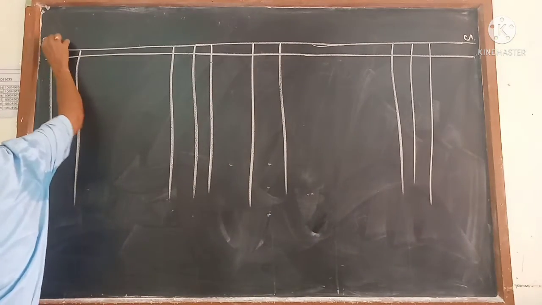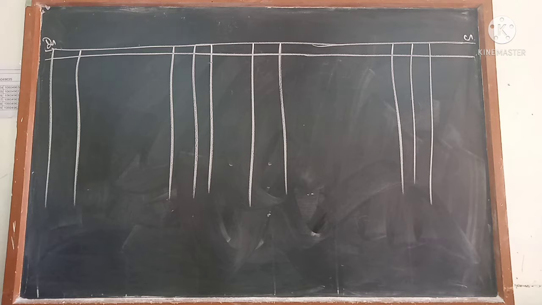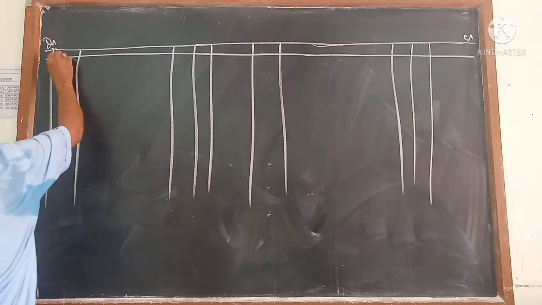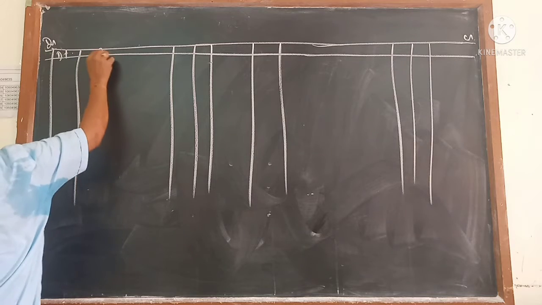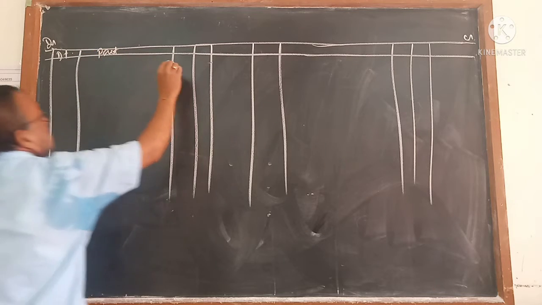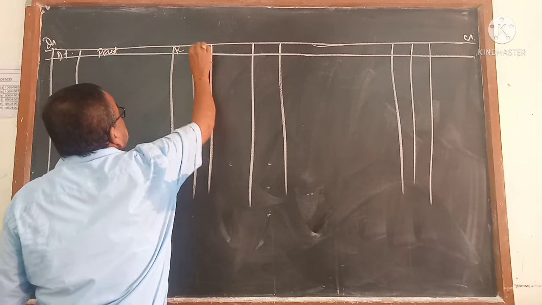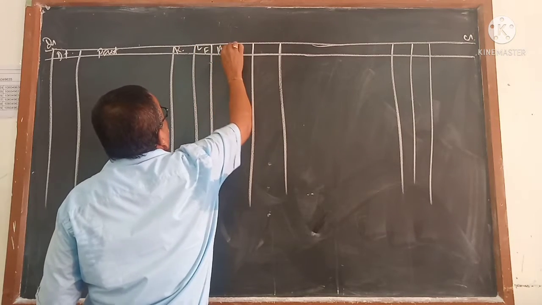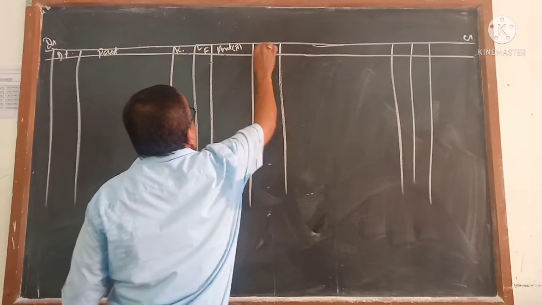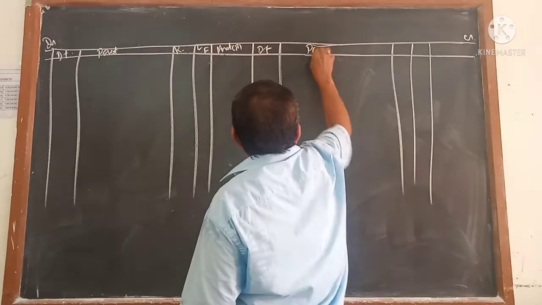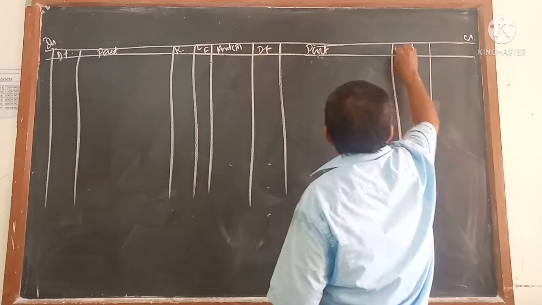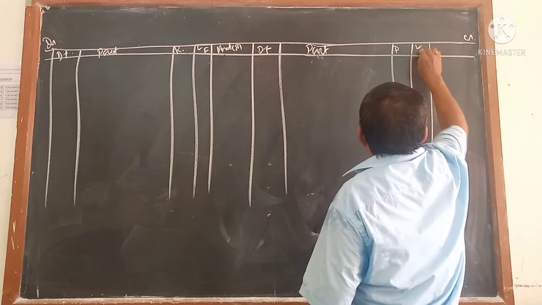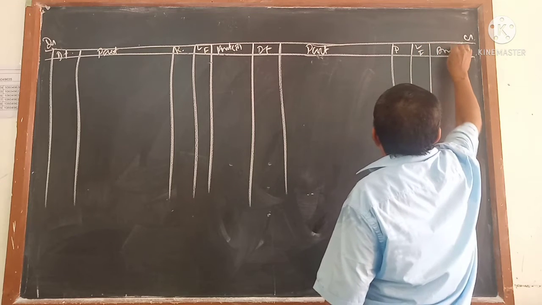This is debit and credit. You have to write the names of the columns also. That is date, particulars, this is receipts, LF, this is amount. Date, this is particulars, this is payment, this is LF, this is amount.